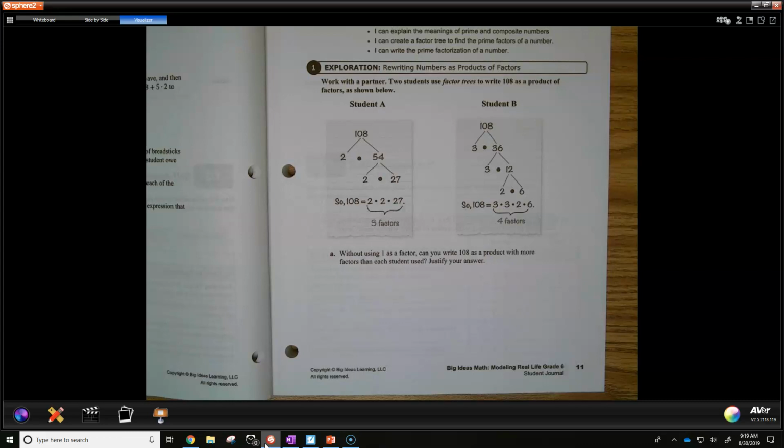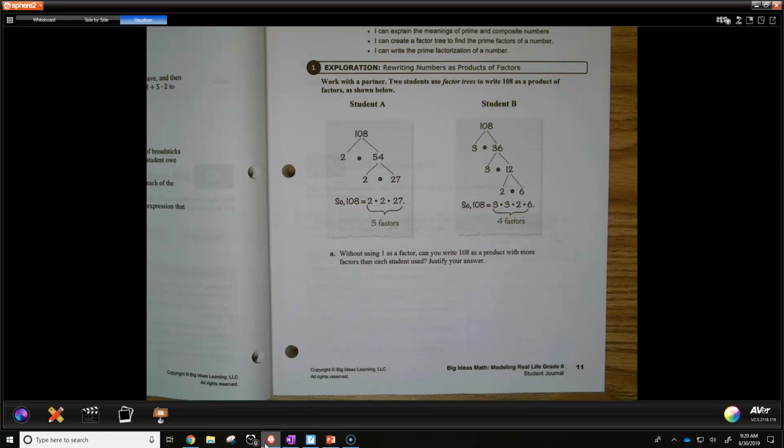So 108 is 2 times 2 times 27. They found 3 factors. Remember, factors are just numbers that are being multiplied together. So they said, I can make 108 with 3 factors: 2 times 2 times 27. And if you use a calculator, 2 times 2 times 27 equals 108.